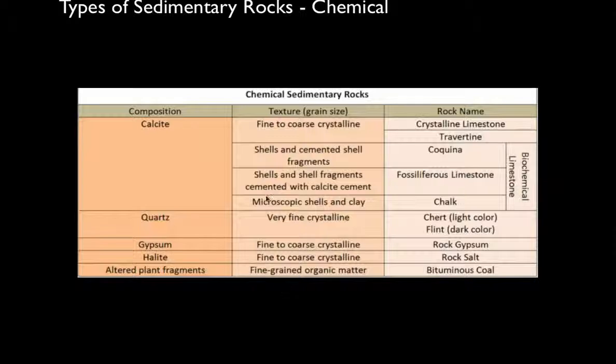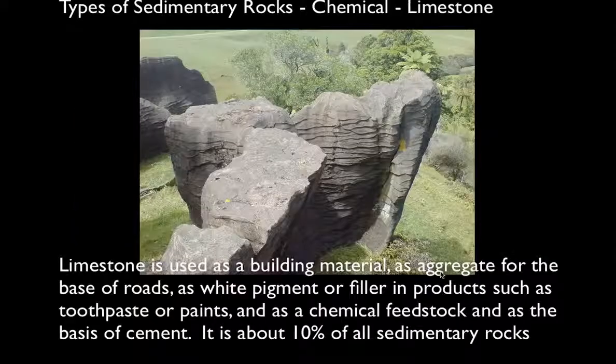Now here's a little chart of chemical rocks. If you have calcite, very easily dissolved in water, as we know from an earlier chapter, it can make limestone, travertine, coquina, which is nothing more than squished shells that look like a granola bar, fossil limestone, or chalk. And I forgot to include a picture of coquina. If quartz is left behind by evaporating water, you end up with something called chert or flint. If gypsum is left behind by evaporating water, you get rock gypsum. Halite being left behind is rock salt. If you have plants left behind, they're not really chemical, they're organic, and we call it bituminous coal.